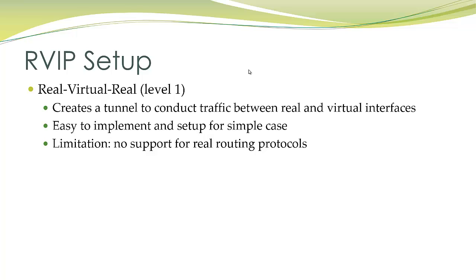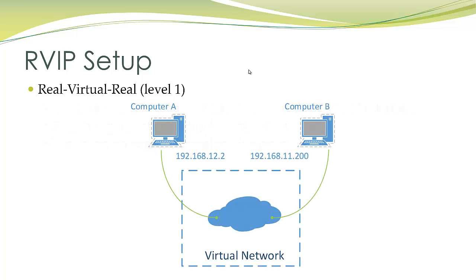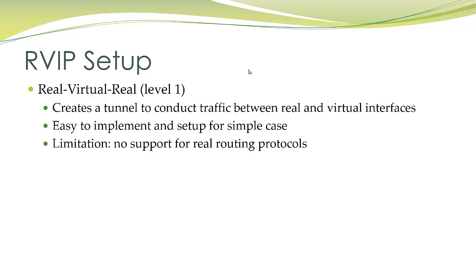Okay, after the router has been set up, the next step is to set up the RVIP. The RVIP actually consists of two levels, level 1 and level 2. Because of the limited time to finish this project, I primarily focused on level 1 setup. So level 1, simply put, just creates a tunnel to conduct traffic between real and virtual interfaces.